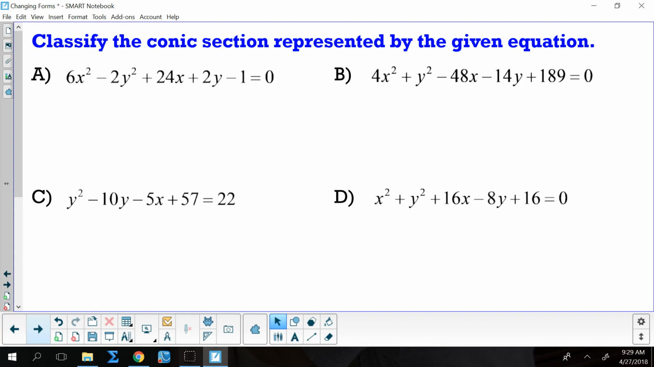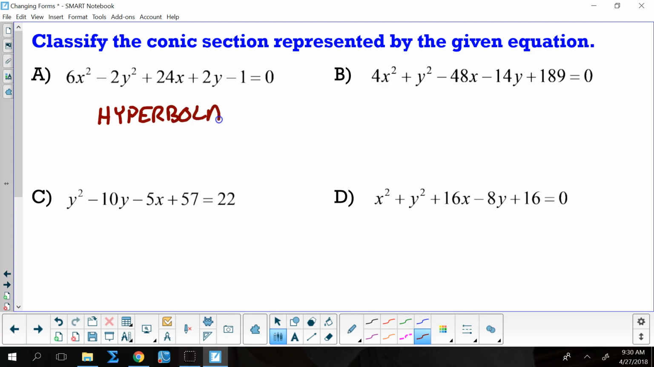do I have 1 or 2 squared terms? 2. So that eliminates one of the 4. Which one is eliminated? Parabola. This is not a parabola. Okay? Second, am I adding the squared terms or am I subtracting the squared terms? Subtracting, so that makes this one a hyperbola. Because of that subtraction sign right there.